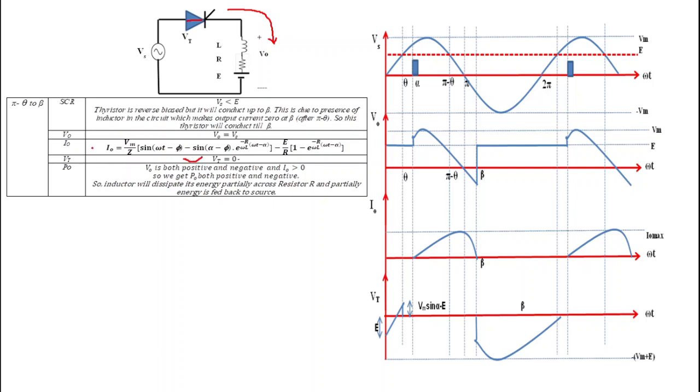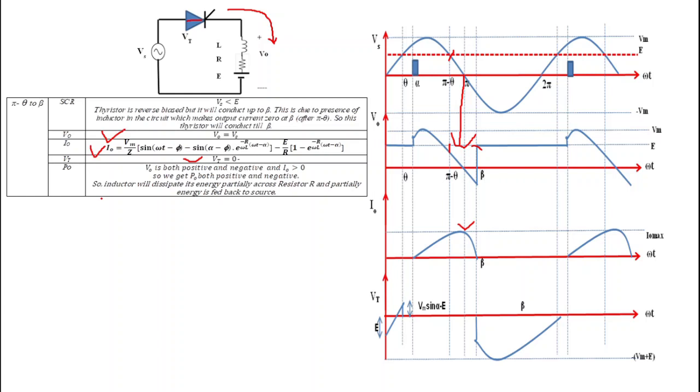Now the output current equation will continue to remain the same, that has been derived in the previous slide. So we can see that from pi minus theta to beta also I naught is positive. And what is the output voltage V naught when the thyristor is conducting and acts as a short circuit? Then V naught is equal to the source voltage Vs. So from pi minus theta to beta, the output voltage is equal to the source voltage. So this portion of the waveform appears across this output.